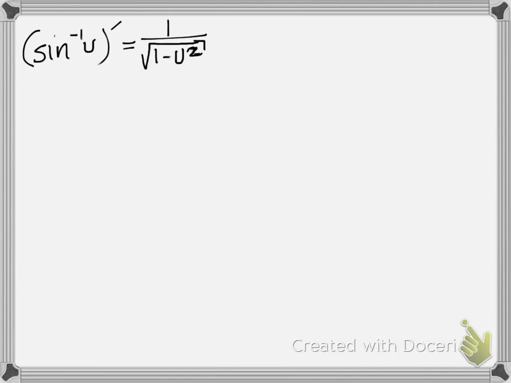Okay, so we had the arc cosine of x. When you take the derivative of that, you're going to get a negative 1 over the square root of 1. I forgot and put it in terms of x, sorry about that. That's going to be negative 1 over the square root of 1 minus u squared.